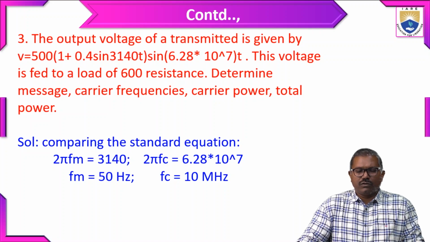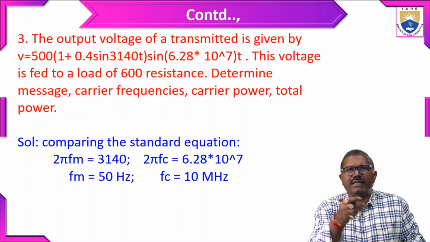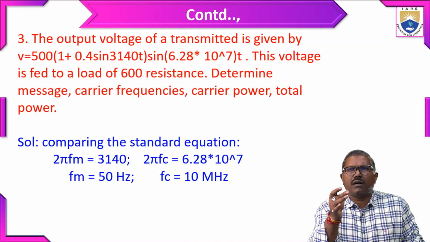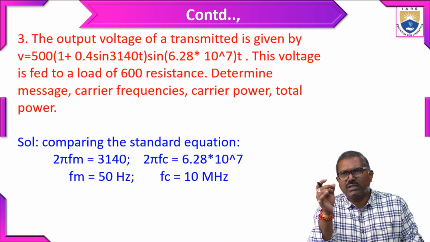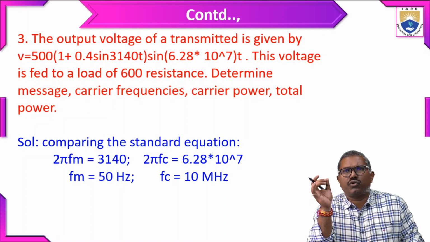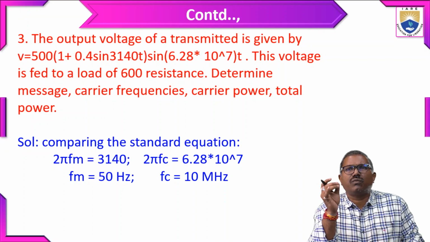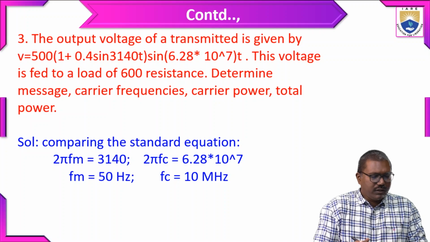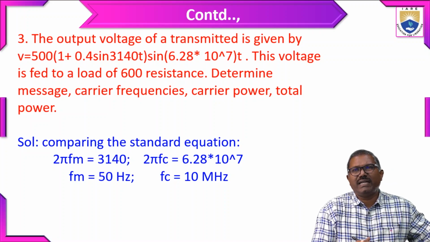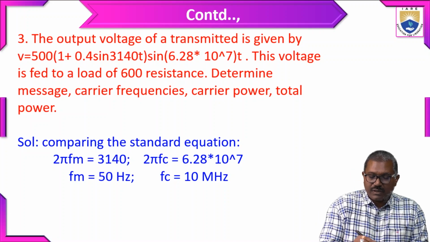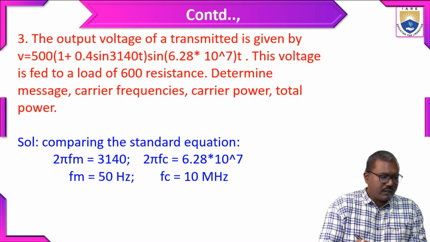Okay, so here they may use any notation, that is S of t, V of t, whatever it may be, for the given signal. This signal is fed to a 600 ohm load resistance. So what are the message and carrier frequencies, the carrier power, and finally the total power. Here we are going to compare with the standard equation. By comparing with the standard equation, you get these values that you have to find. Okay, so what is the standard equation?